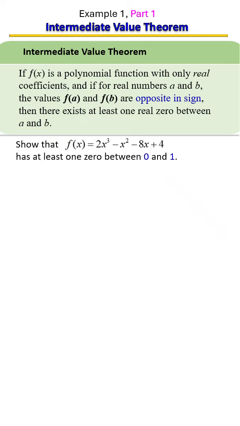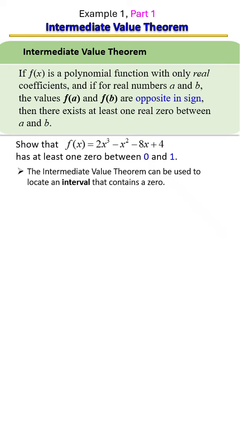In this example, we're going to show that this function has one zero between 0 and 1. So the intermediate value theorem can be used to locate an interval that contains a zero. So in this example, we want to know whether or not there is a zero between 0 and 1. So I'm going to use a number line just to illustrate it. So between 0 and 1, we want to know, is there a zero in this region?